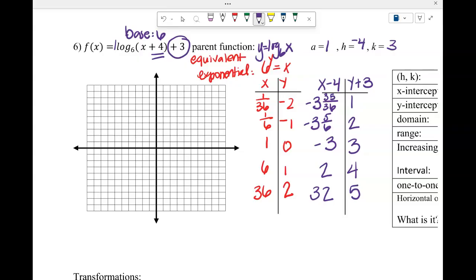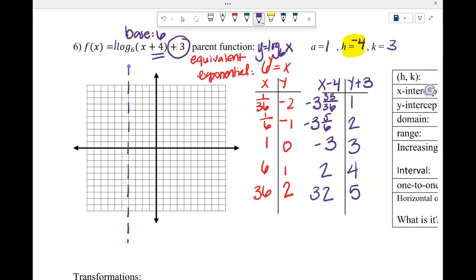Remember, we normally have a vertical asymptote at x equals 0, but because we are shifting left by 4, now we would have a vertical asymptote at x equals 4. I'm sorry, negative 4. All right, let's plot.